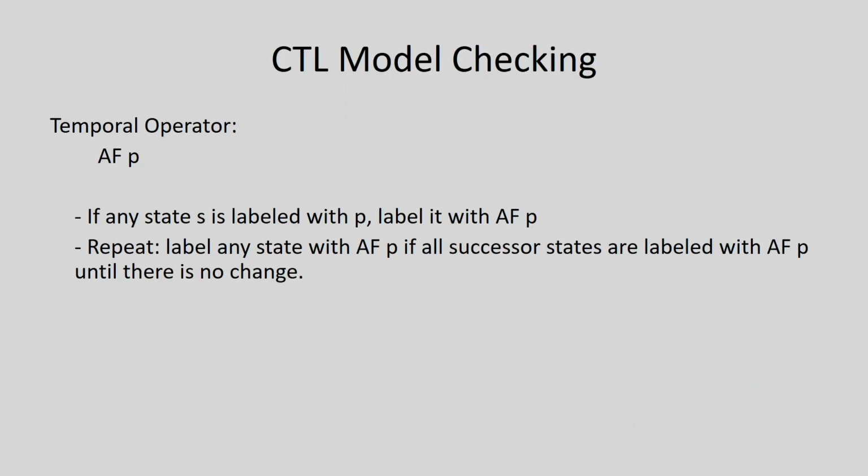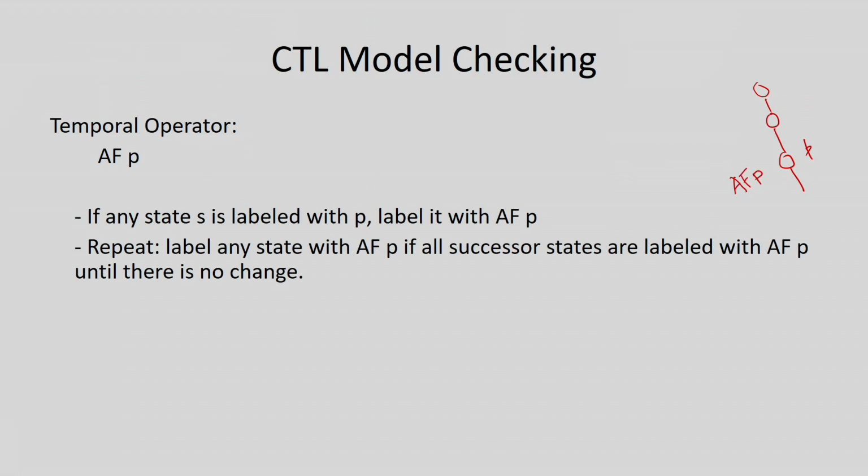So, already I have explained an example. Now, the second temporal operator I am going to discuss is AFP: in all paths in the future, P holds. In that particular case, how are we going to do it? If any state S is labeled with P, then label it with AFP. So, if P is true in any state, then I am going to label it with AFP.